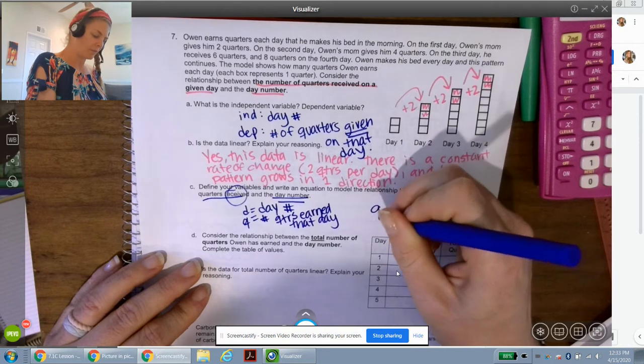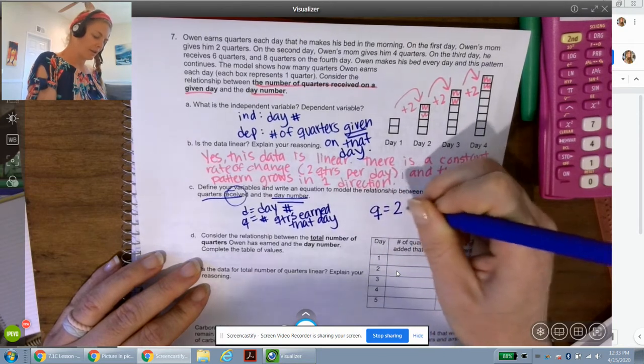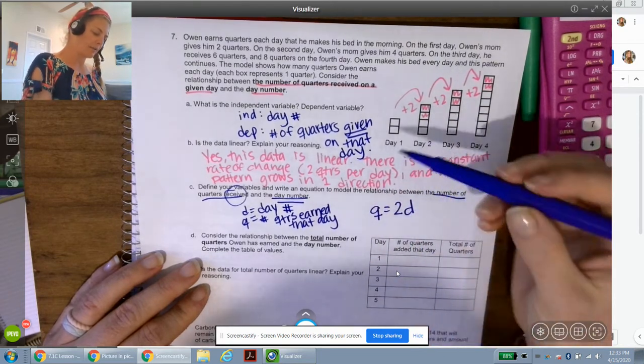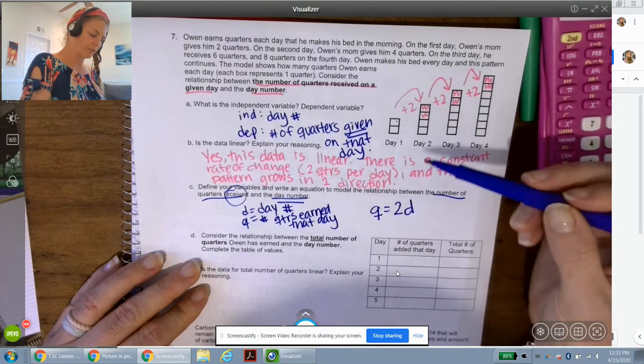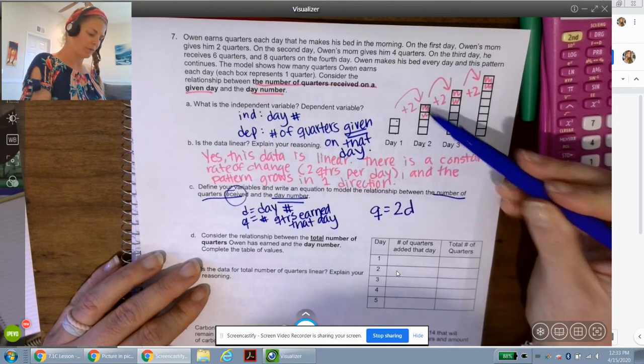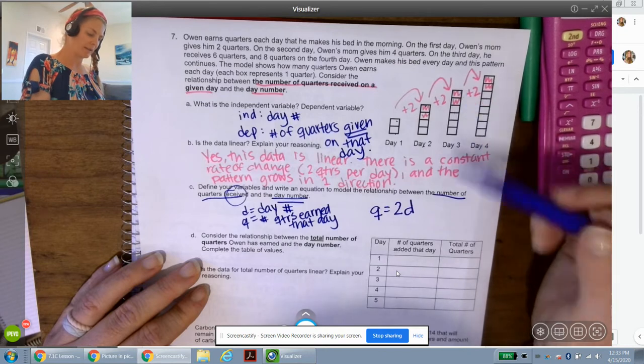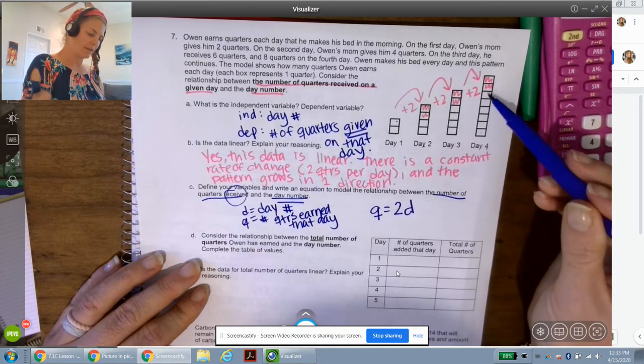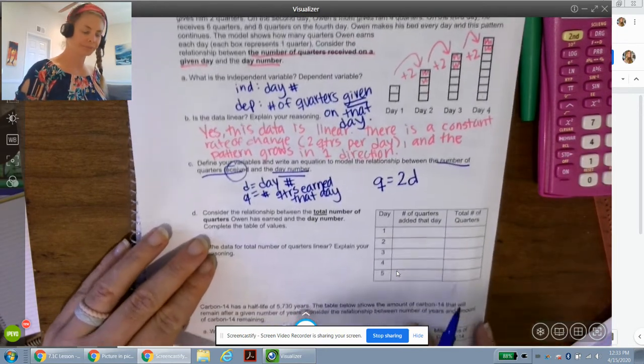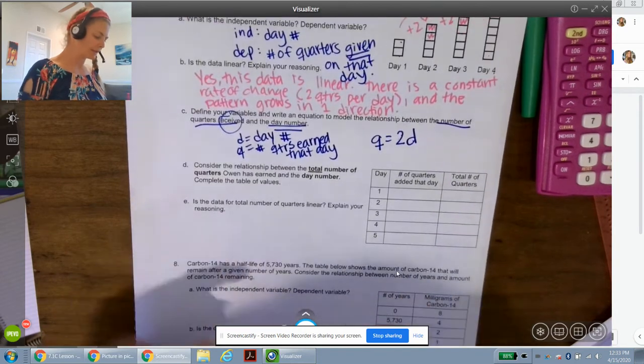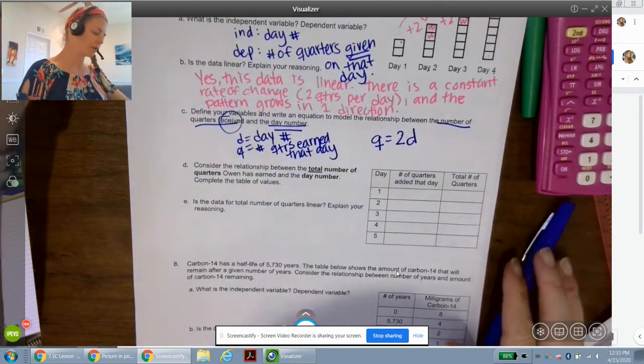So the number of quarters earned that day is 2D, and we can double check that. 2 times 1 is 2, 2 times 2 is 4, 2 times 3 is 6, 2 times 4 is 8. Perfect, looks good.